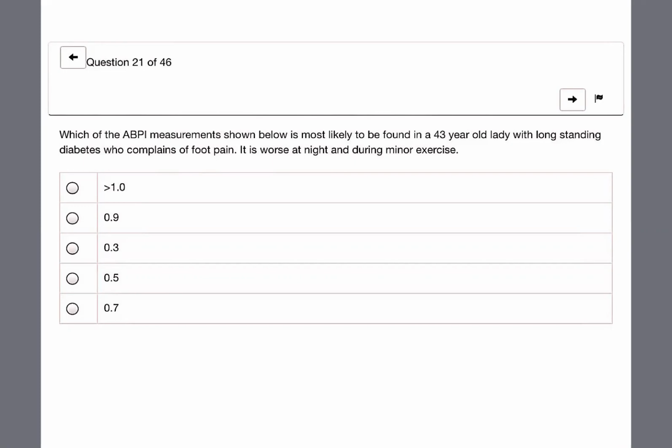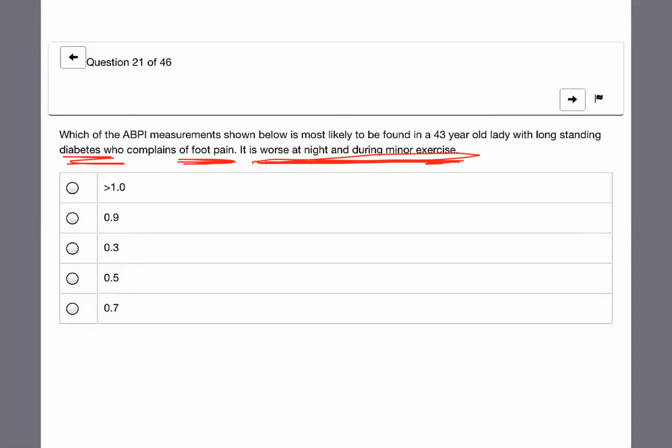Okay, doctor, can I go? Yeah, go. Which of the ankle-brachial measurements shown below is the most likely to be found in a 43-year-old lady with long-standing diabetes who complains of foot pain? It's worse at night and during minor exercise. A more than 1, B 0.9, C 0.3, D 0.5, E 0.7.